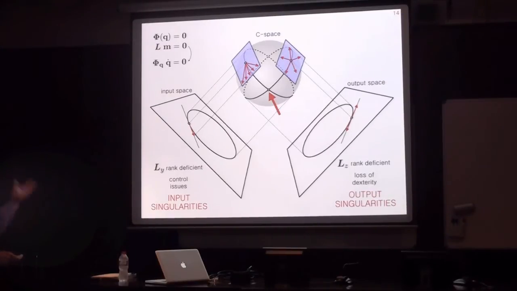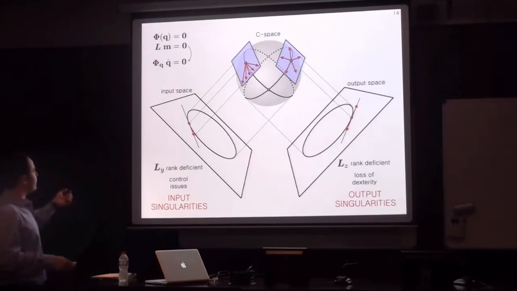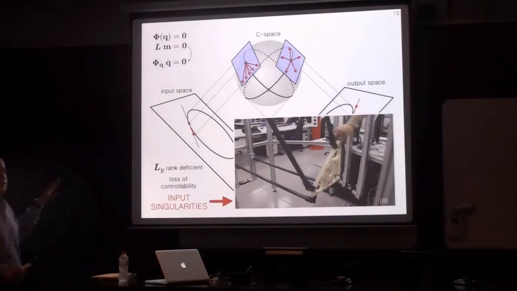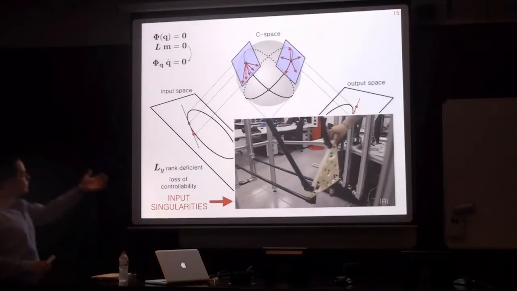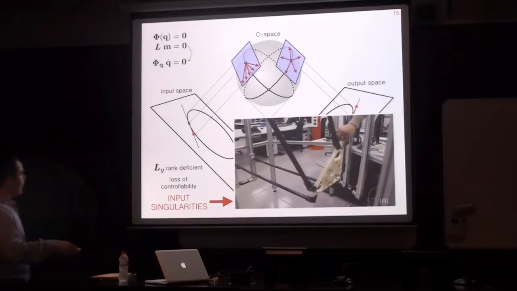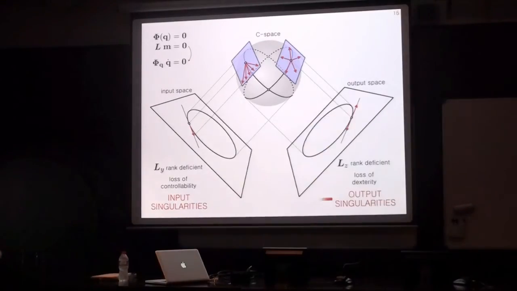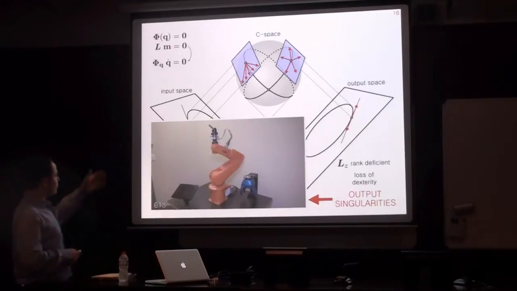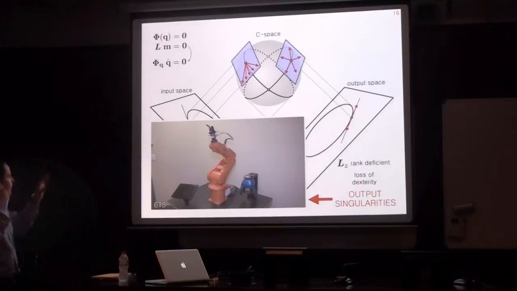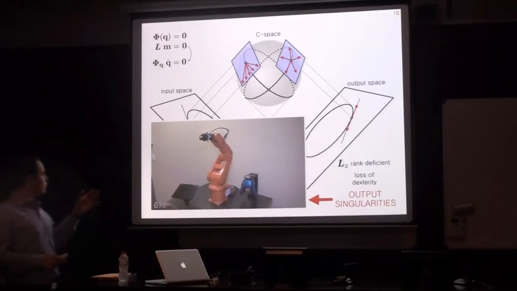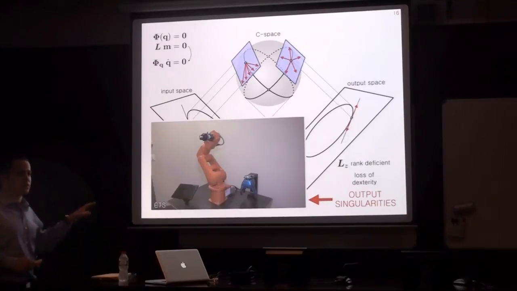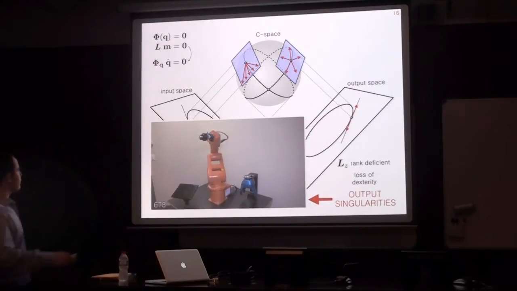An example of input singularities can be seen with the previous example of the exact line manipulator. These are the most important singularities in parallel manipulators, and you can see here that the platform loses rigidity even if the actuators are locked. An example of output singularities can be seen with this serial manipulator, where you can see that the manipulator moves even if the end effector is fixed. And these are usually the most important singularities appearing in serial manipulators, but they can also happen in manipulators with closed kinematic chains.